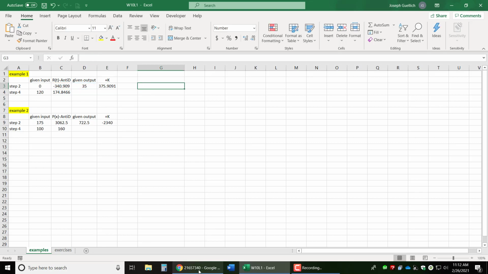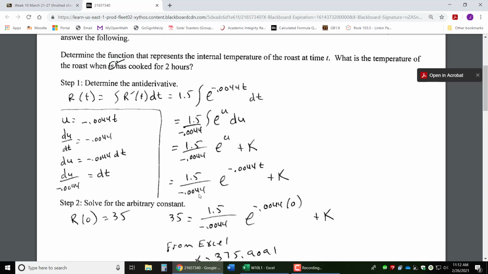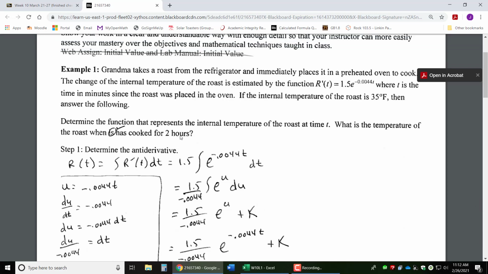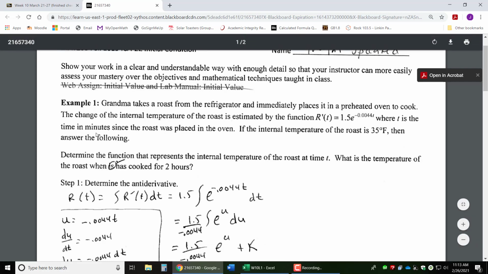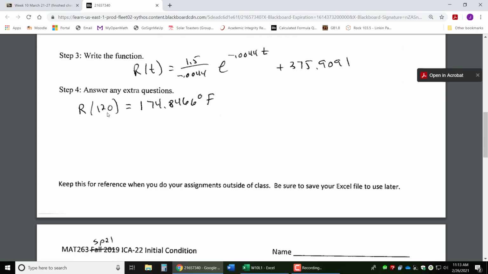there's our k value. And so then you write that function down, and then we're going to answer the question that it asked. What is the temperature of the roast when it has cooked for 2 hours? Now be careful. You've had a lot of unit changes on your homework. T is the time in minutes. So you have to pay attention to these little things. If you just go down to this last one and put a 2 there, big old red X.